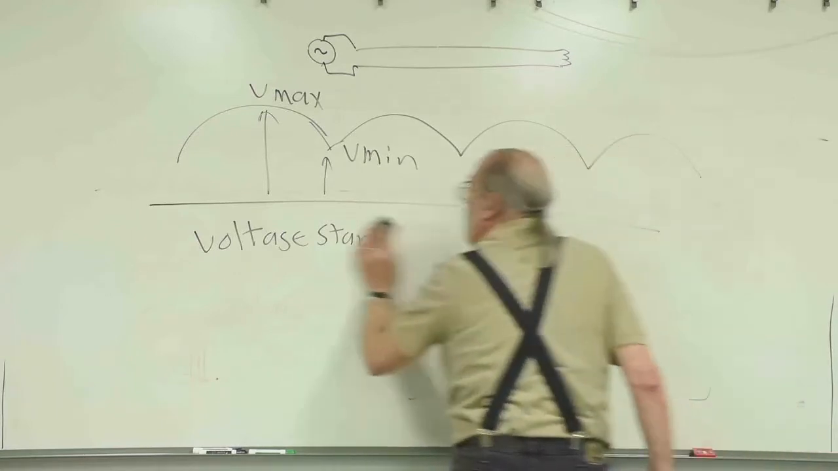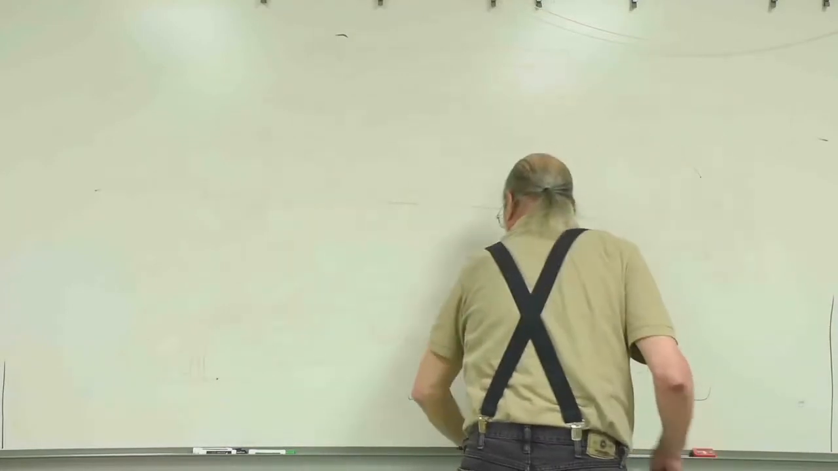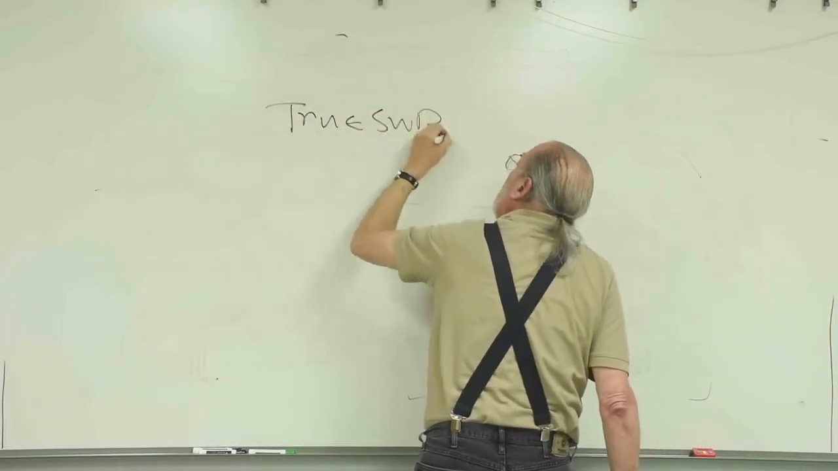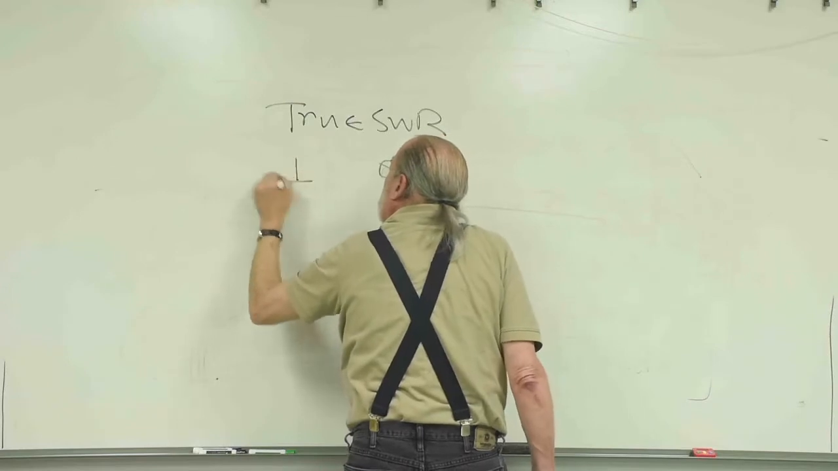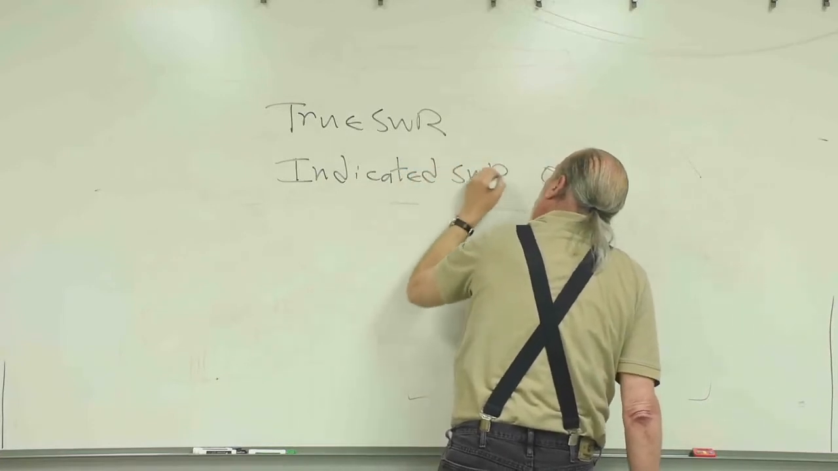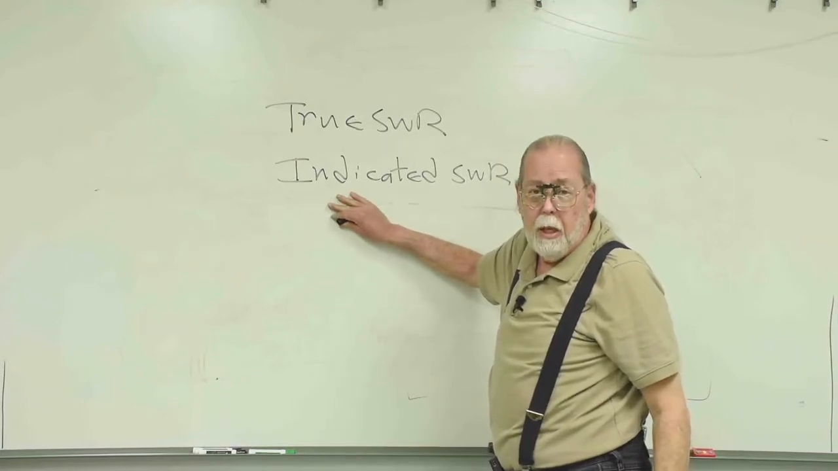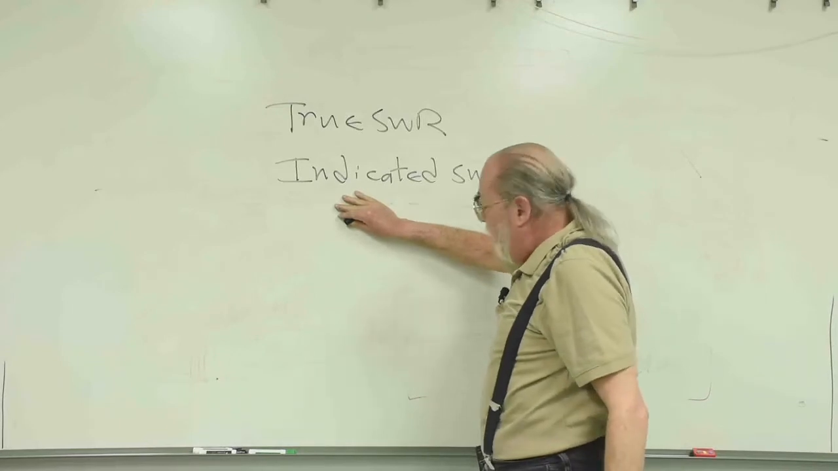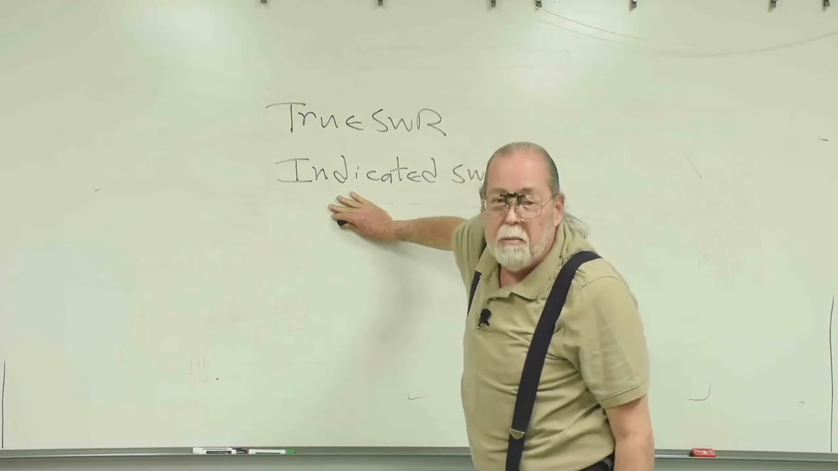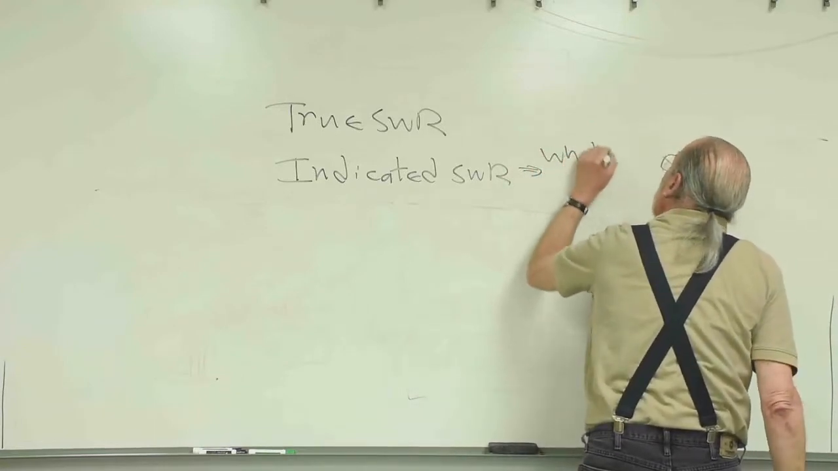The problem is when we go to measure things, there's true standing wave ratio and there's indicated standing wave ratio. This is what a standing wave ratio meter is going to read. It is, in most cases, not the actual standing wave ratio in the system. However, this is what we are concerned with.